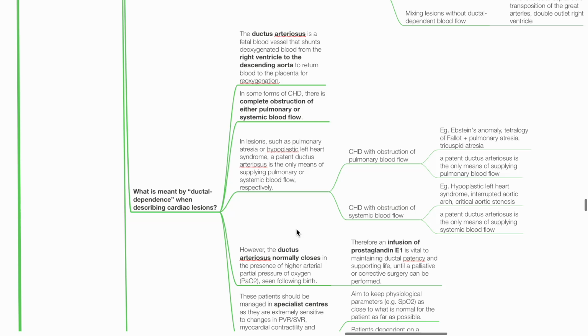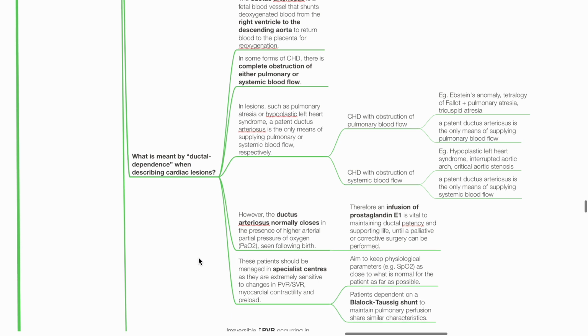Therefore, infusion of PGE1 is vital to maintain ductal patency and support life until a palliative or corrective surgery can be performed. These patients should be managed in specialist centers as they are extremely sensitive to changes in PVR or SVR, myocardial contractility, and preload. Aim to keep physiological parameters as close to what is normal for the patient as far as possible. Patients dependent on a BT shunt to maintain pulmonary perfusion share similar characteristics.